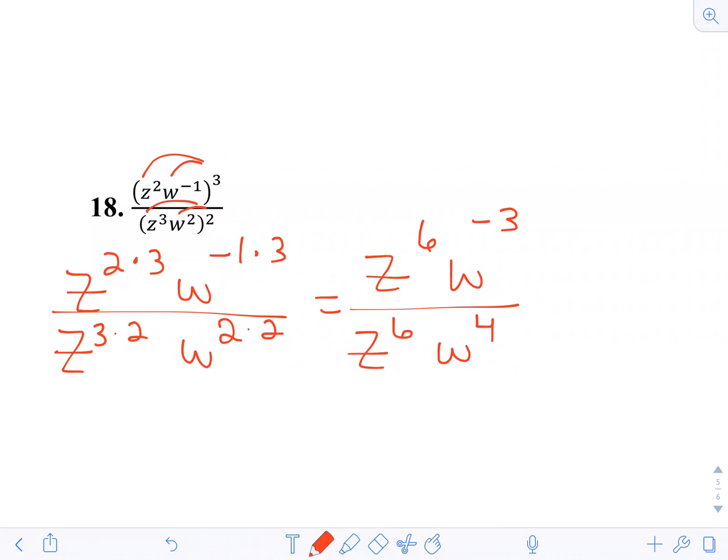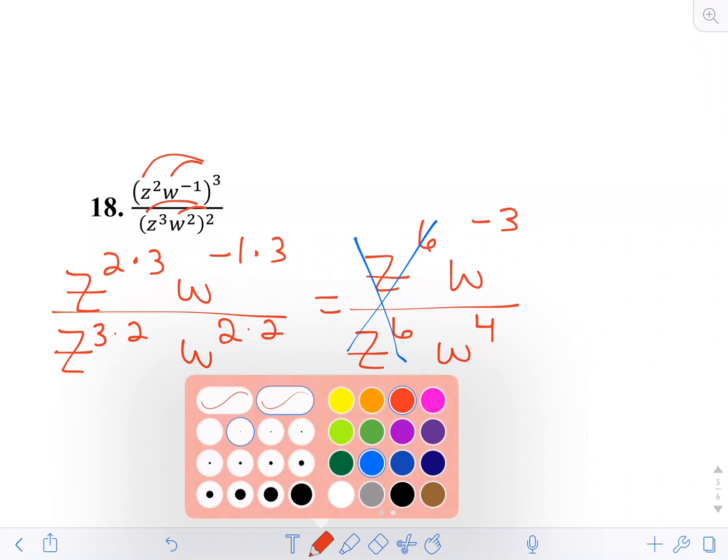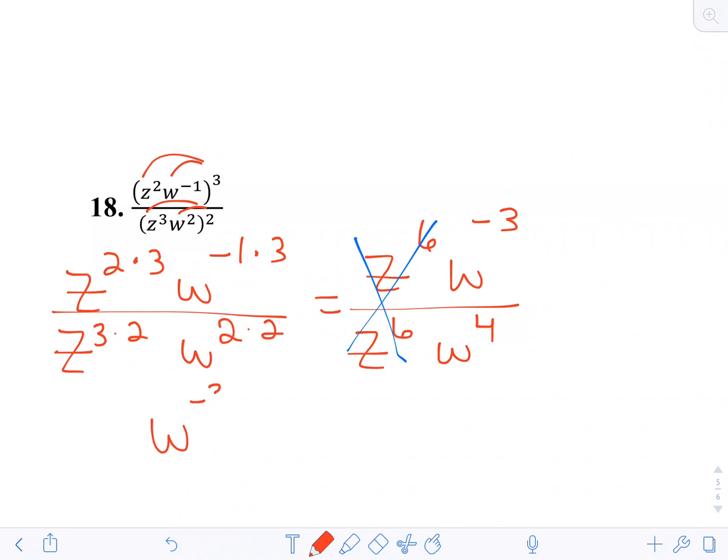Okay. Remember I told you if you have the same thing on top as in bottom, you can cross those out. Because 6 minus 6 is 0. Anything to the 0 power is 1. So basically that's gone. So all we have left is W, negative 3 minus 4. So that's W to the negative 7th power. And you can't have negative exponents, so we just put that over 1.